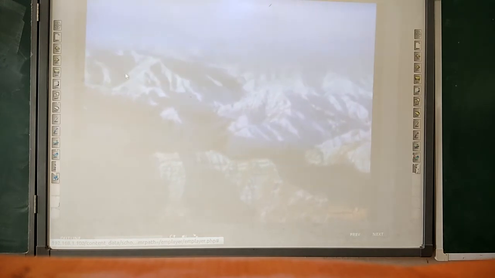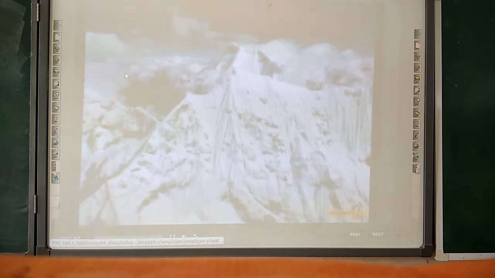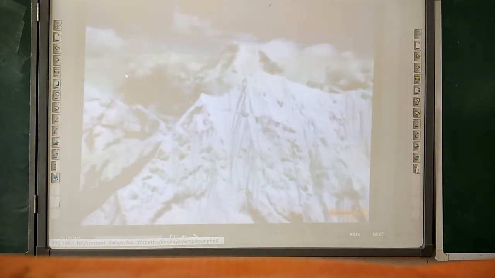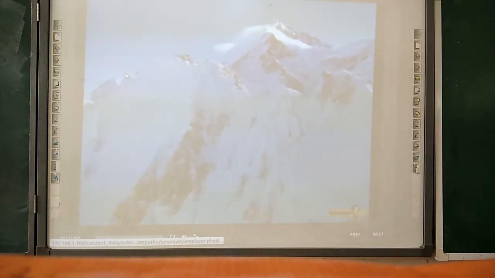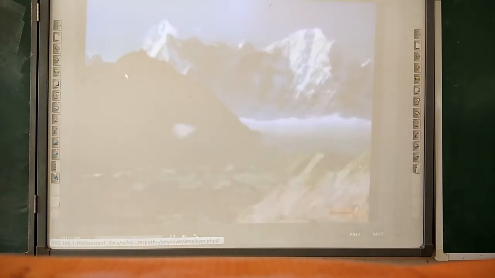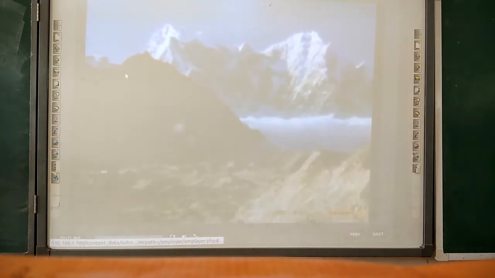Some 30 peaks penetrate 25,000 feet. It contains 9 of the 10 highest peaks in the world. Among these peaks is the world's highest mountain, Mount Everest, which is 29,028 feet high. The second highest peak is K2, or Mount Godwin Austen, which is 28,251 feet high. The other high mountain ranges include Kanchenjunga, Makalu, Dhaulagiri, Annapurna I, Nanga Parbat, and Nanda Devi.